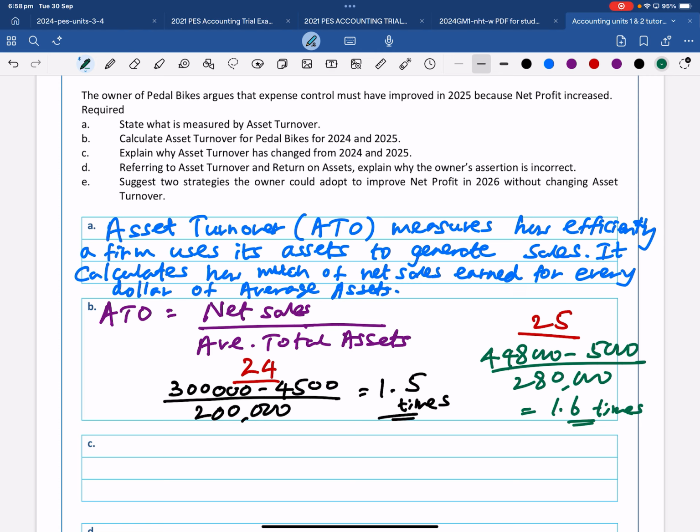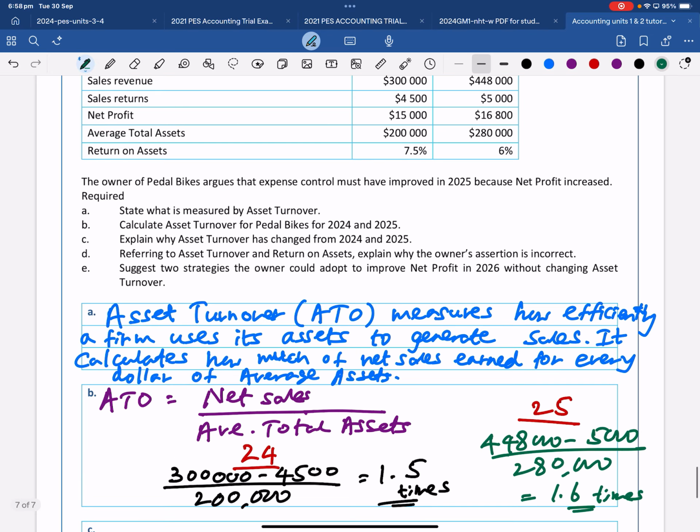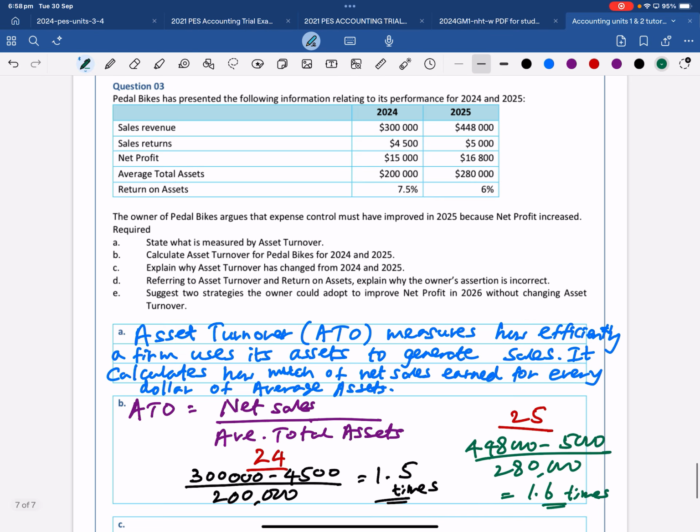Guys, now let's discuss this one. Everyone please stop writing. Now, I think all of you are okay with these calculations, right? Any questions with this? Okay. The first theory question, part A, is actually pretty straightforward, so you don't have to really worry about it. Part C, explain why ATO has changed from 24 to 25. What do you think, guys?